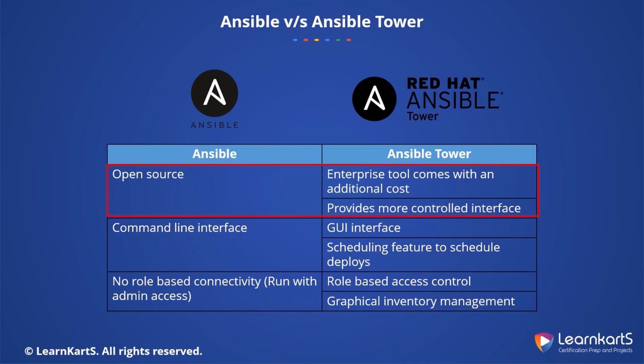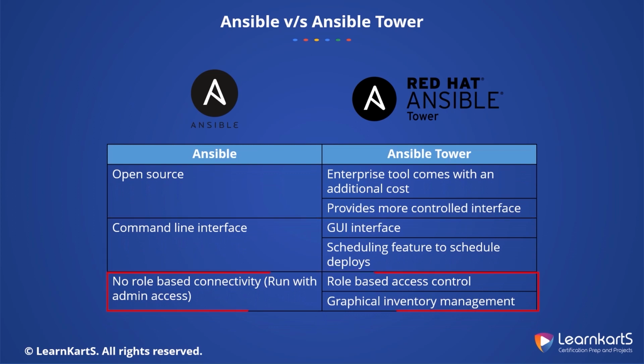The difference is it actually comes with a more controlled interface. Ansible is a command line interface, but Ansible Tower is a GUI interface, which also comes with scheduling. You have a scheduling feature that you can use to schedule the deploys. You don't need Jenkins as such separately. You can have the scheduling done there.